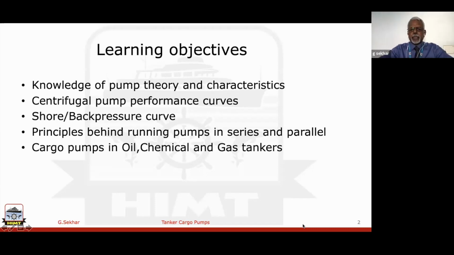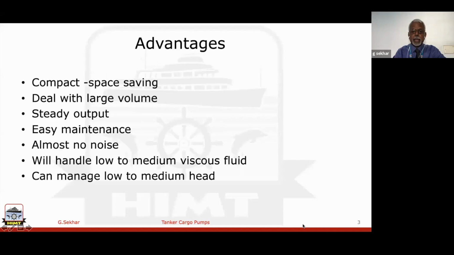So in series and parallel, that's the fourth point there: principles behind running pumps in series and parallel in oil tankers, chemical tankers, and gas tankers. These are all the things we are going to briefly discuss today in this session. The advantages and disadvantages we have already seen, anyhow, we can just have a look at it.